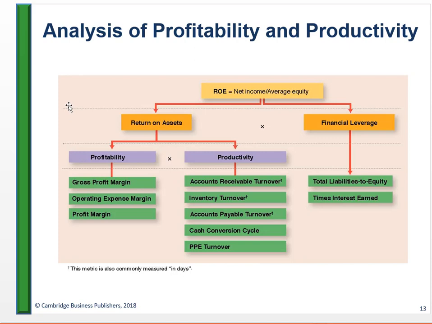This is a great little graphic. It shows the total disaggregation of ROE into the two ratios that we just looked at, return on assets and financial leverage. And then return on assets can be broken down into its subcomponents, profitability and productivity. And then we have various ways of measuring productivity. We have accounts receivable turnover, inventory turnover, accounts payable turnover.